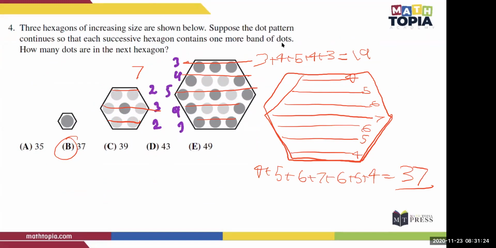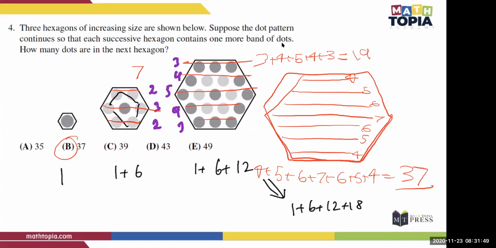Thank you, Eva. This is a very nice visual approach. Then we can see that 1 plus 6, right? Yes, 1 plus 6 plus 12, right? Yes. And then figure 4 will have 1 plus 6 plus 12 plus 18. The next one would be 1 plus 6 plus 12 plus 18.